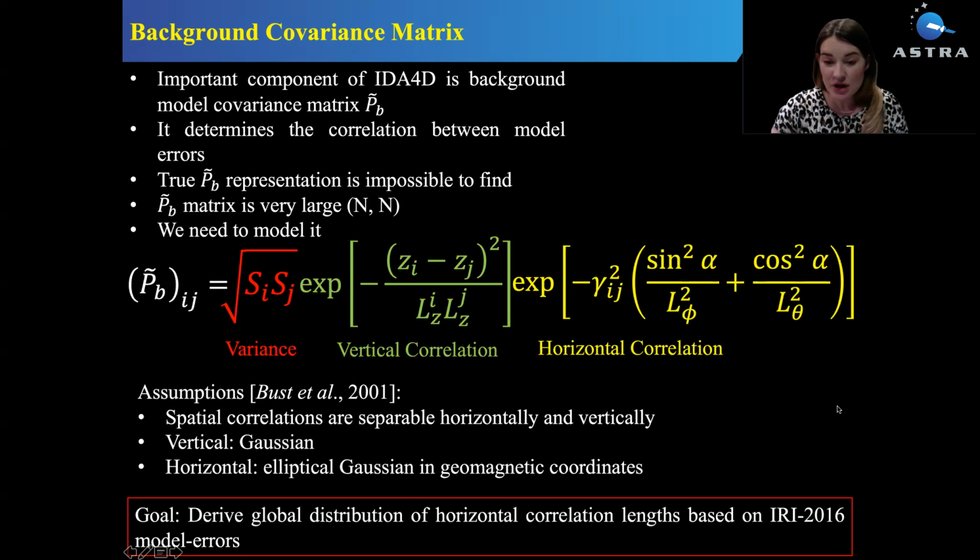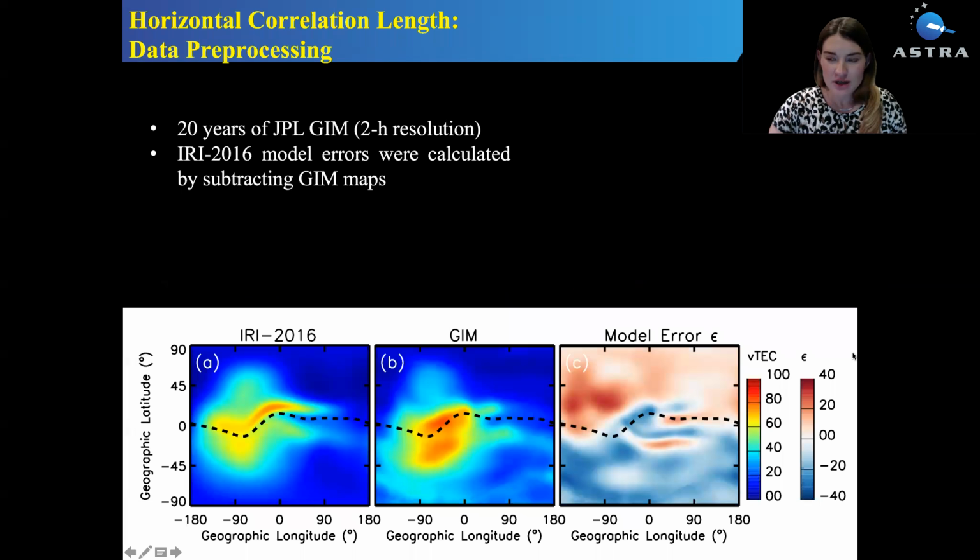So the goal of this presentation is to find the global distribution of these two parameters, the zonal and meridional correlation distances. We used 20 years of Jet Propulsion Laboratory global ionospheric maps with 2-hour resolution, and we used the IRI 2016 model to find model errors. Model errors were determined as vertical total electron content of IRI minus vertical TEC of global ionospheric maps. This difference is referred to as model errors.